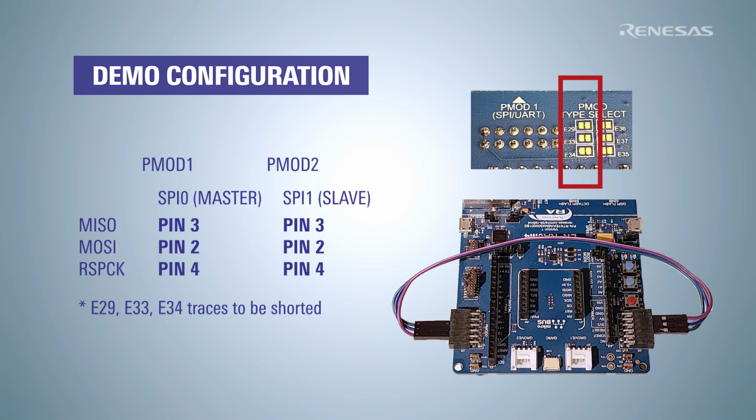Since it is SPI, all the corresponding pins need to be connected. That is, the master out slave in connects to the corresponding master out slave in on the other port. We have 2 signal pins and 1 clock pin.